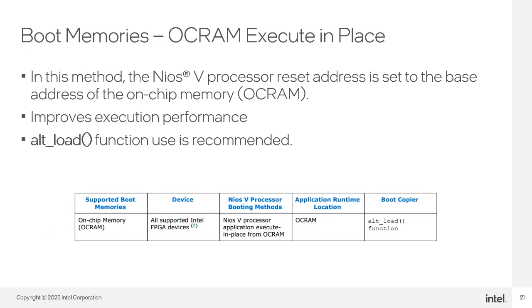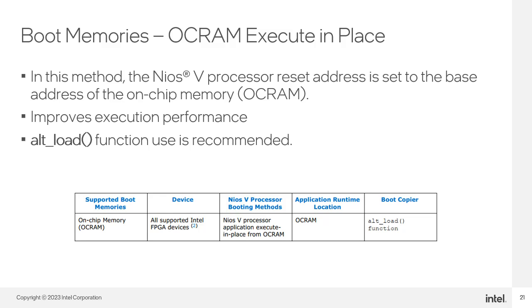The application binary .hex file is loaded into the on-chip RAM when the FPGA is configured, after the hardware design is compiled in the Intel Quartus Prime software. Once the Nios V processor resets, the application begins executing and branches to the entry point.